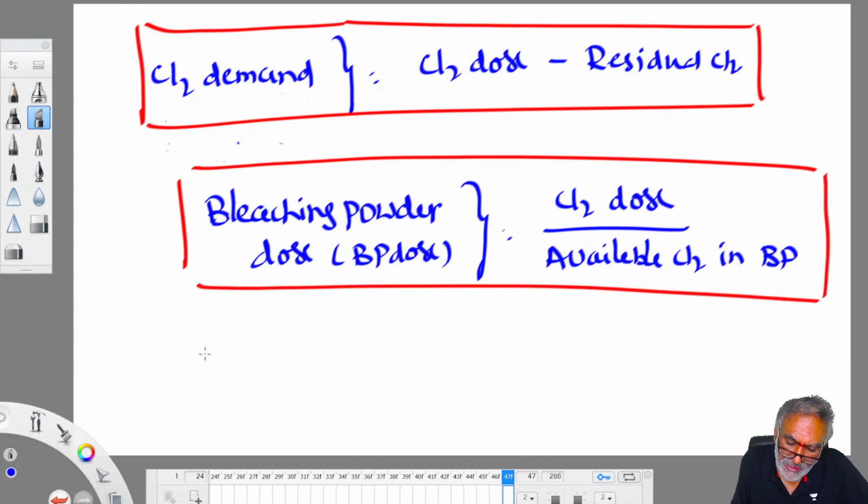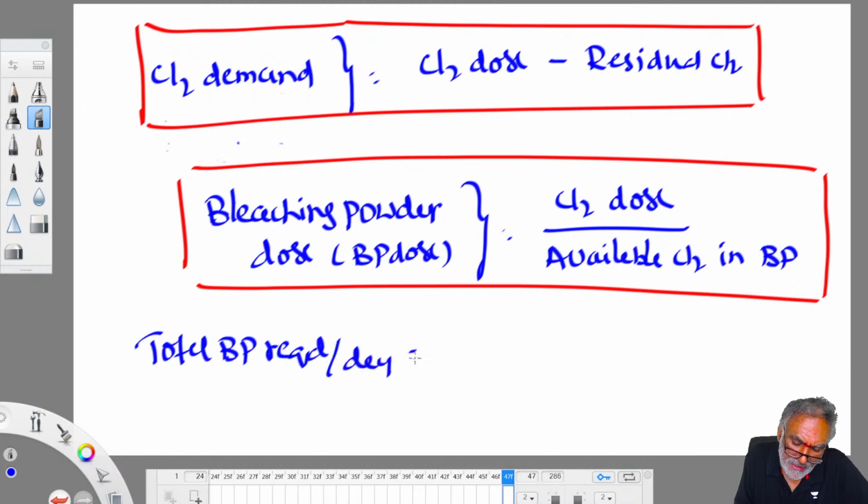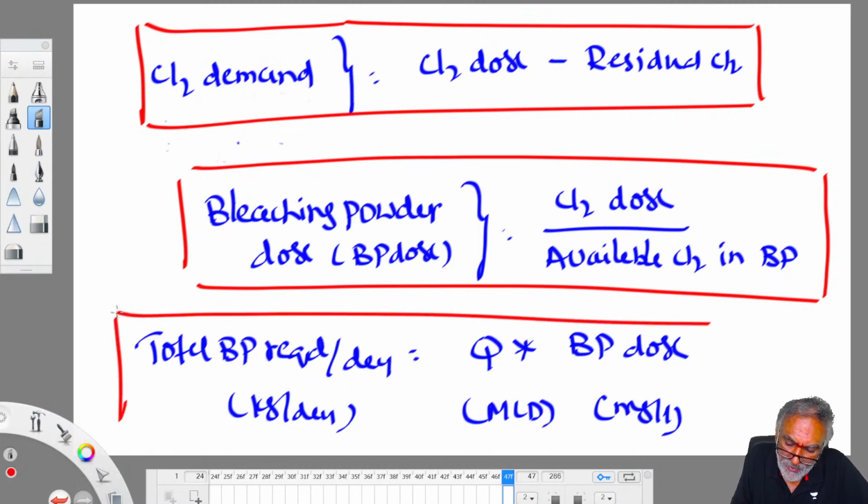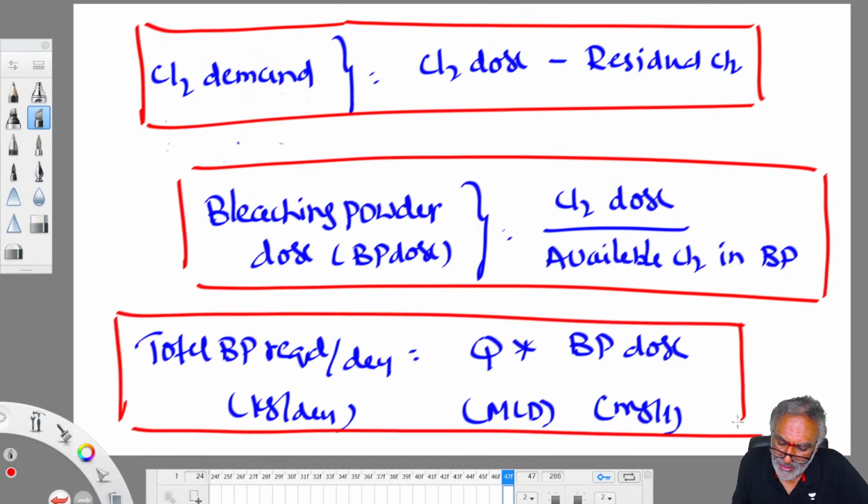Total chlorine, total bleaching powder required per month, per year. So the total bleaching powder required per day is equal to Q into bleaching powder dose. Substitute Q in MLD and bleaching powder dose in milligram per liter, and you get this in kilogram per day. So based on this also they are asking questions. Per month how much required, per year how much required; per day you know, per month and per year you can work out.